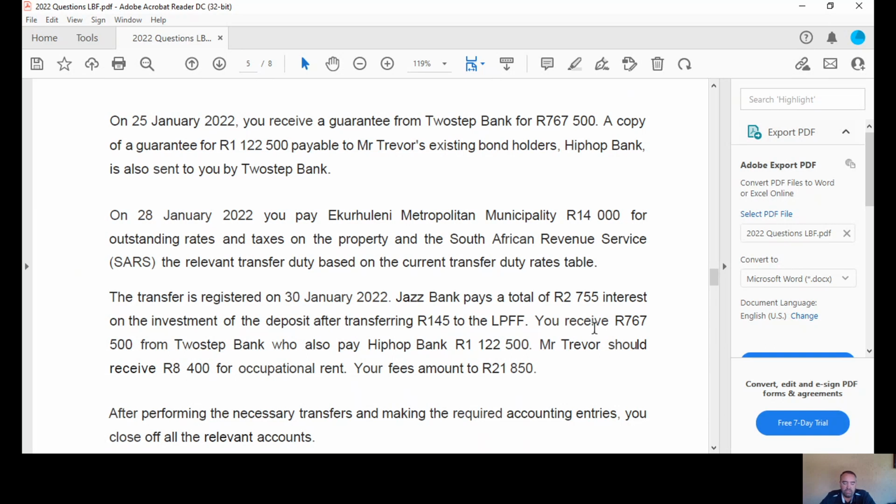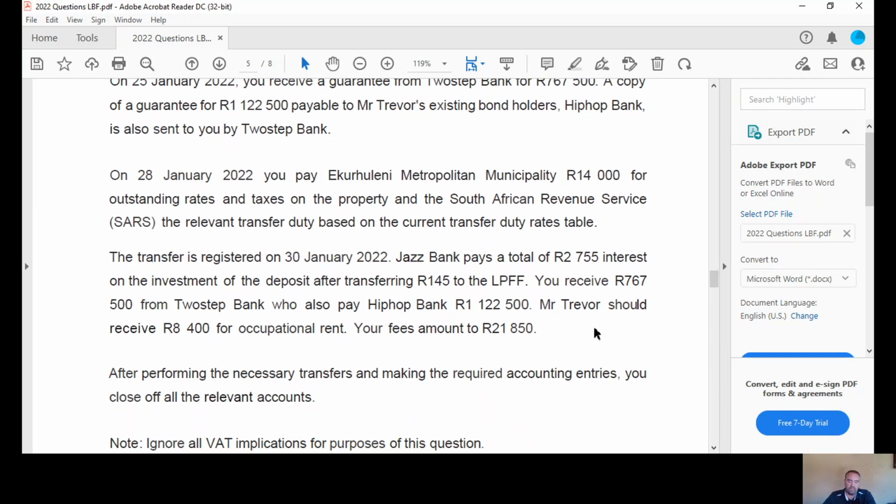A copy of a guarantee for 1,122,500 payable to Mr. Trevor's existing bondholders, Hip Hop Bank, is also sent to you by Two Step Bank. Now, will that money touch your trust bank account? The answer is no. Two Step Bank will pay the money directly to Hip Hop Bank. So that transaction is not applicable to our ledgers. Only the guarantee that we receive in the business, in the trust account.